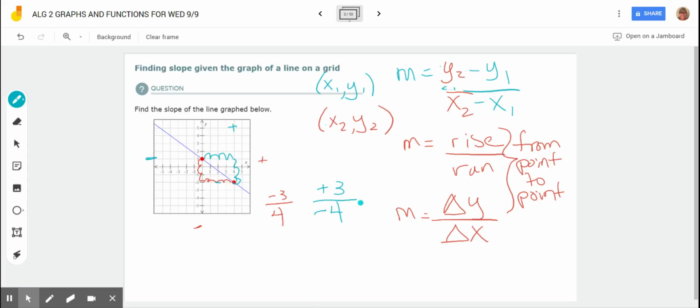It still equals -3/4, because we don't leave the negative on the denominator. That's just ugly. We just don't do that. Okay, so the slope is -3/4 no matter which way you go.